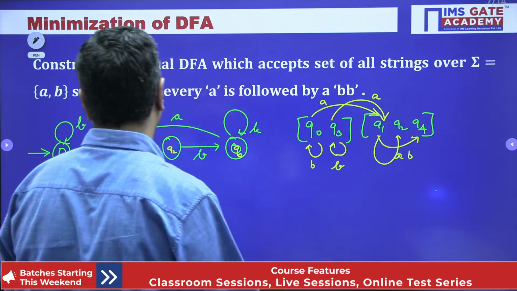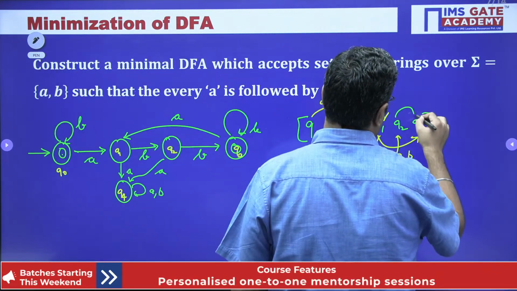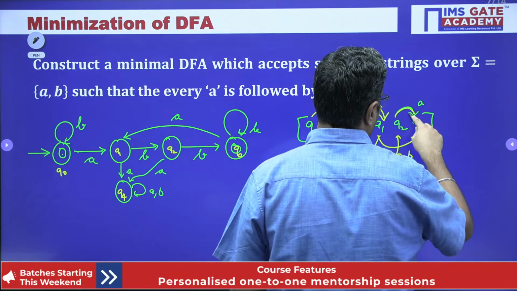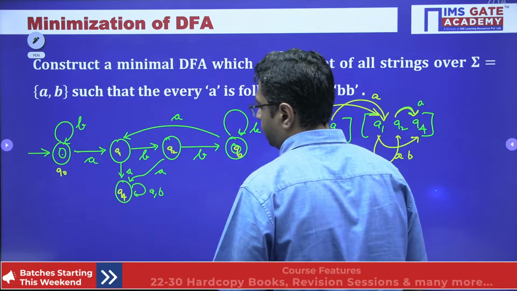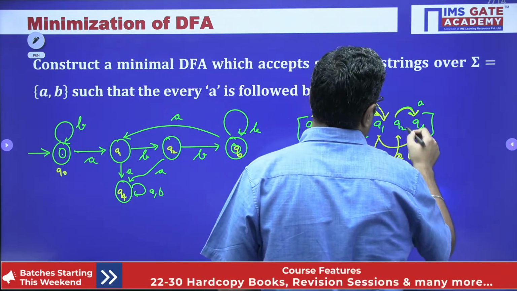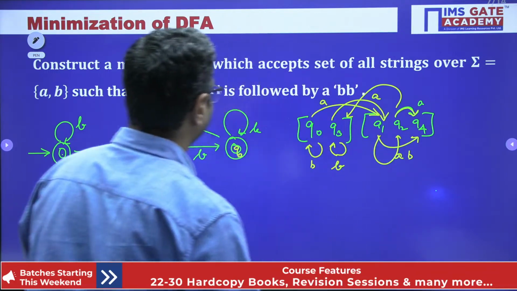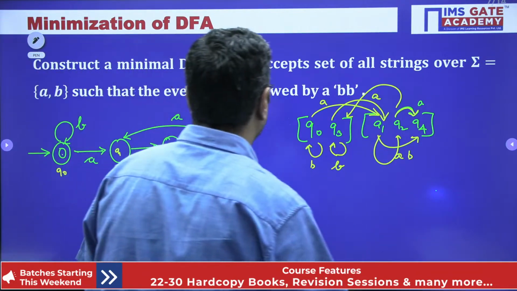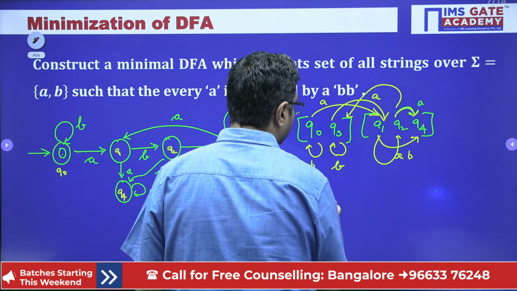Now Q2 on A goes to Q4. Q2 on B goes to Q3. Now this Q2 has a different set behavior than Q1. So therefore Q1 has to be separated. So we already have Q0, Q3.